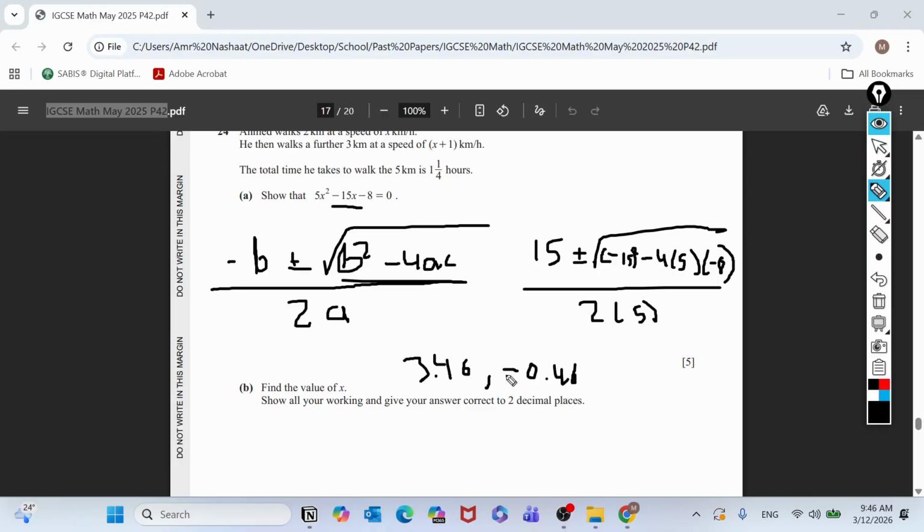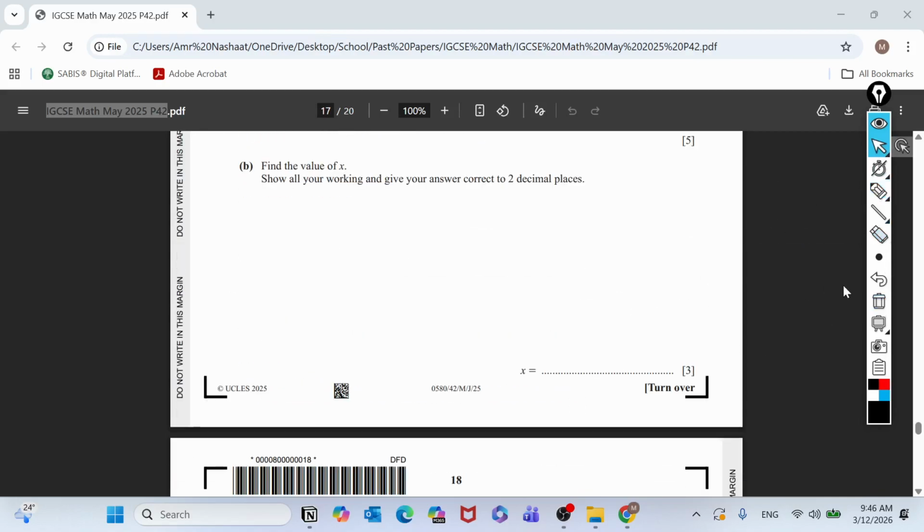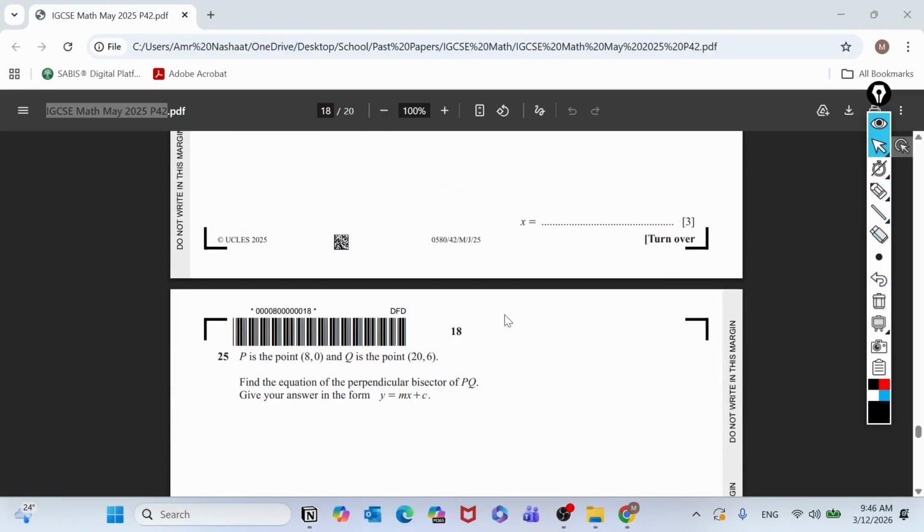And obviously speed isn't negative, so we reject this answer. So it's that 3.46. The answer here is 3.46. And this one you can't just calculate because they said show your working, so you have to use the quadratic equation.